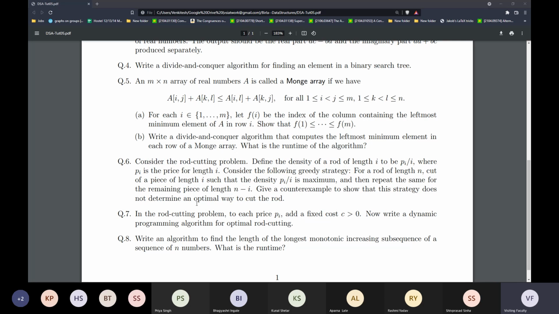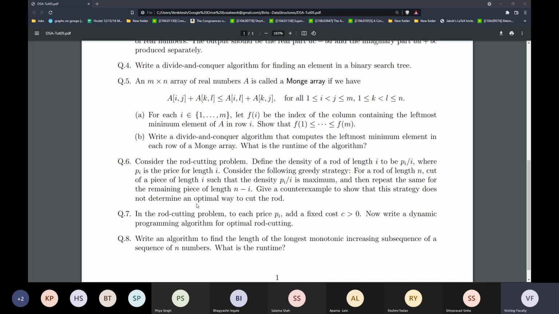Now let's follow this greedy strategy. We will cut the rod into pieces in a greedy fashion. You first make a piece with the maximum density, then the next with the next maximum density, and so on. So for a rod of length n, cut off a piece of length i such that the density p_i by i is maximum. That is the first piece you cut. Then repeat the same for the remaining piece of length n minus i. For the remaining piece, recurse: again look at the maximum possible density, cut that much length, and repeat.